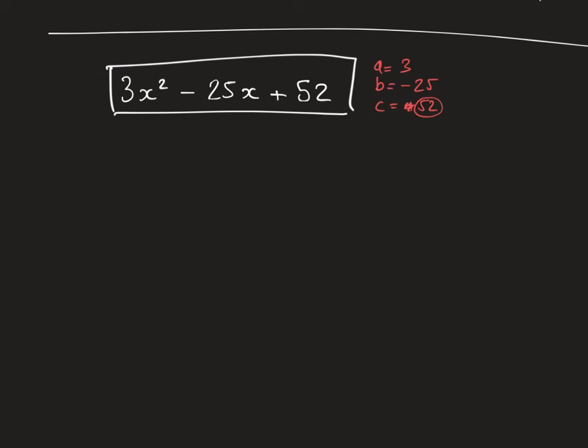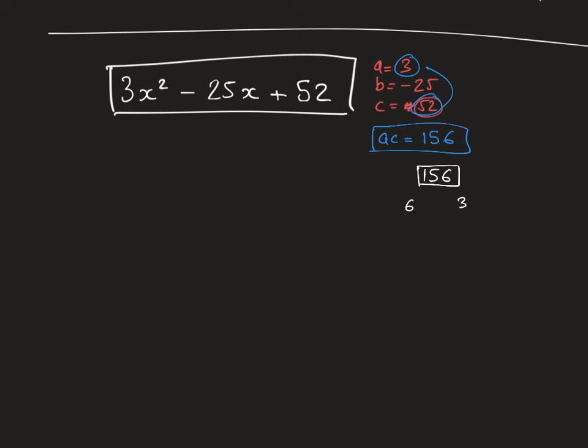Now, what we do is we multiply our A with our C. So this is sometimes called our AC method. So AC in this case will be 3 times 52, which is 156. Okay, so it's 156. Now, what we then do is we try and find all our factors of 156 and see if any of those will add together to make minus 25. Now, instead of going through all of them for this example, I'll go through a few of them. This is a pretty horrible question, but I thought it'd be good to go through.